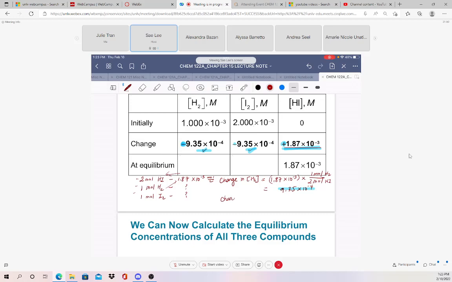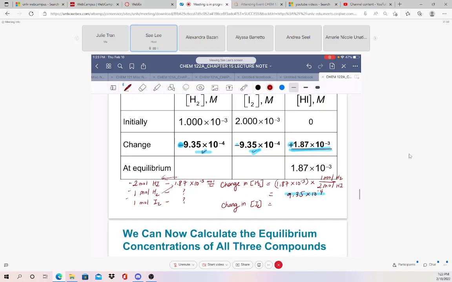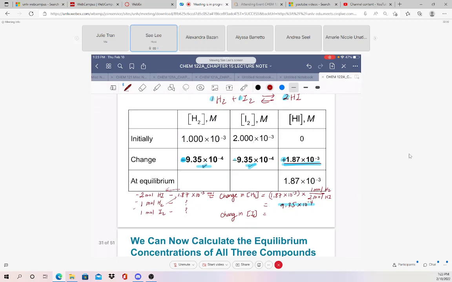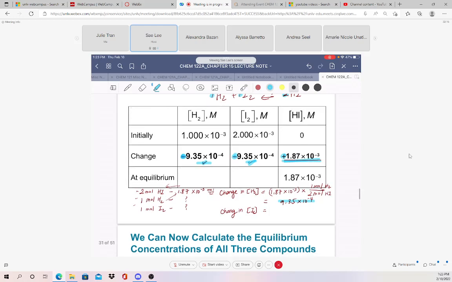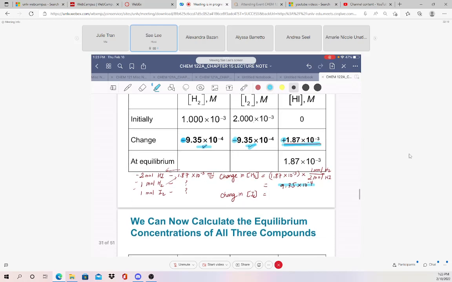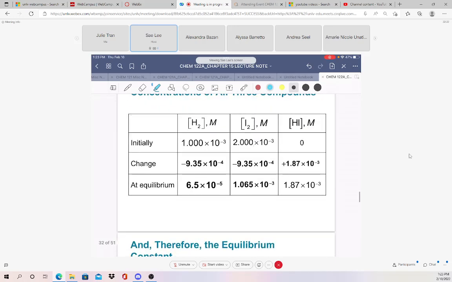Same thing for the change in iodine concentration. You do the same math and you will get the same value because hydrogen and iodine have the same coefficients. Again, this will also have a negative sign because you are consuming this reactant, depleting it to make the product. So we have this much of the table completed. We have just figured out the changing concentrations of these reactants. We can use simple subtraction to find the concentration at equilibrium.